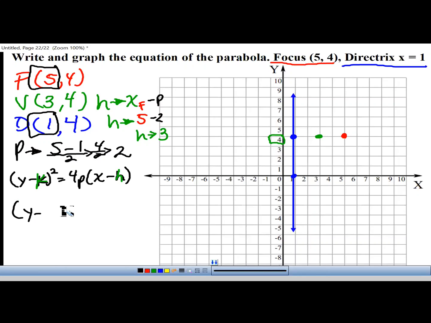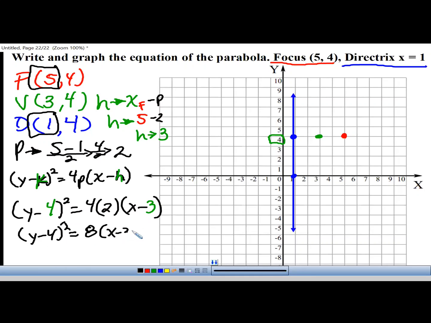So let's substitute values in here. Y minus k squared equals 4p, open parentheses, x minus h. Now be careful when you substitute here. Look up really quick. Notice here, now we have K first over here and H on the right. So be careful when you substitute. So what is H? 3. What is K? 4. What is P? 2. All right, let me simplify this. Y minus 4 squared equals 8 times x minus 3, this is my equation.